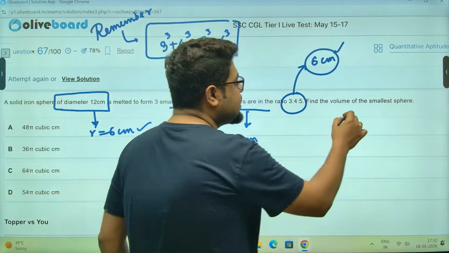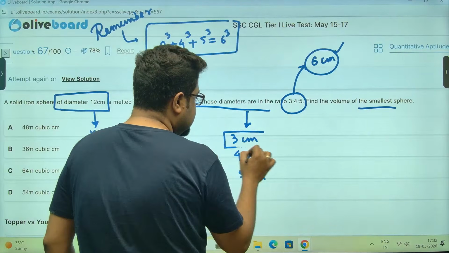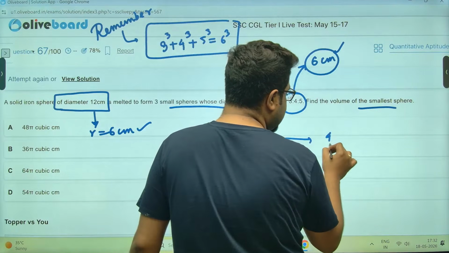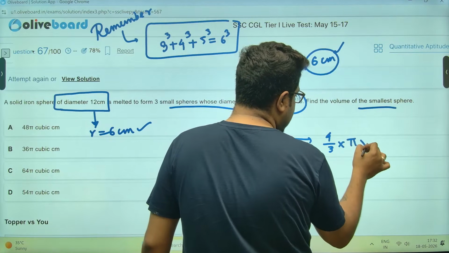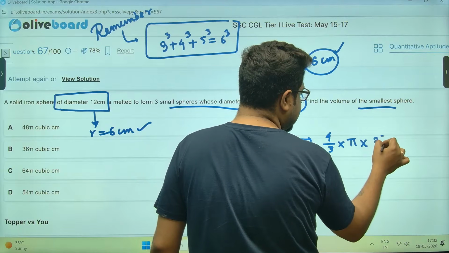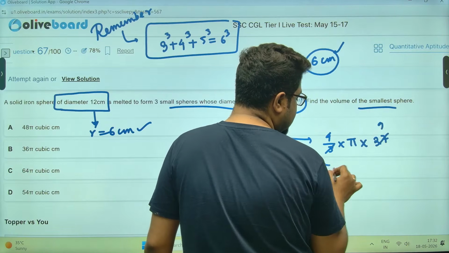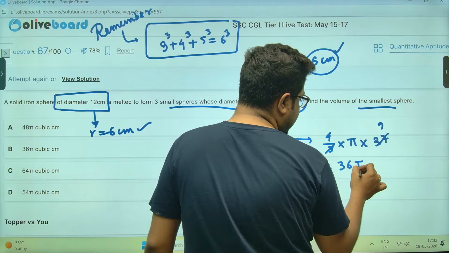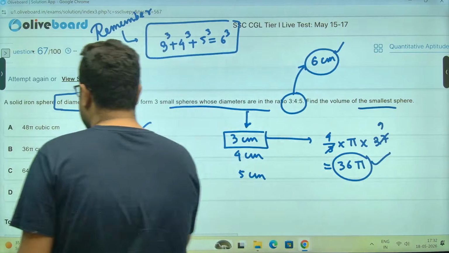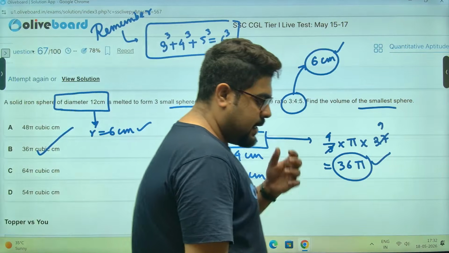Find the volume of the smallest sphere, meaning this. So you will say 4/3 pi r cube. R cube meaning say 3 cube, that is 27. So this is 9. So 36 pi will be the answer directly. You don't need to do anything if you know.